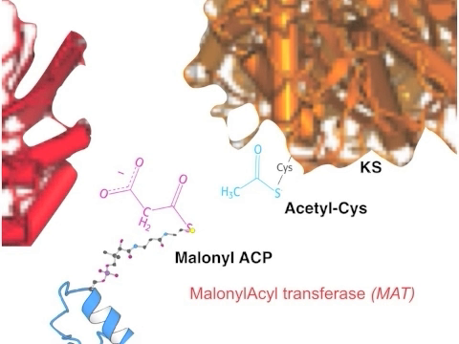And so to recap, first of all, the acetyl unit is transferred from coenzyme A to the acyl carrier protein of fatty acid synthase. And then it is transferred again to a cysteine in the condensing region. Then a malonyl unit is going to be transferred from coenzyme A to the acyl carrier protein. These events happen through the action of the malonyl acyl transferase, abbreviated MAT.